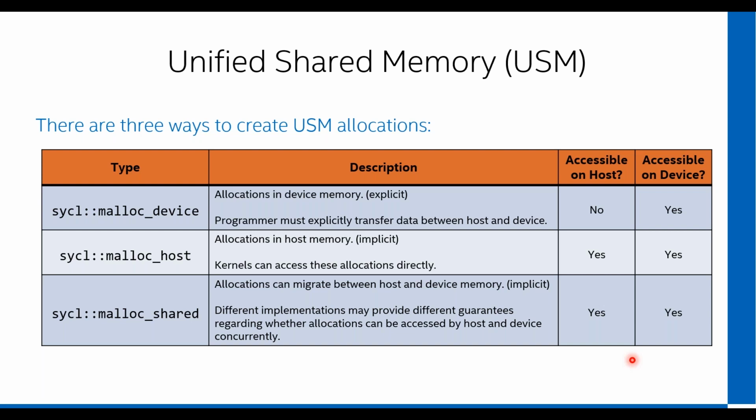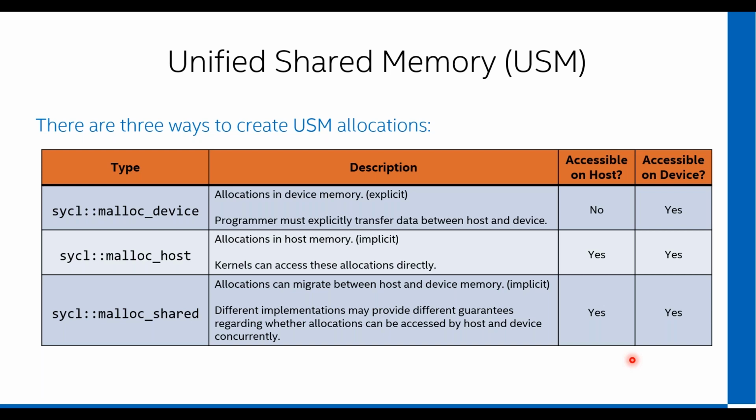So there are three ways of writing USM code, mainly depending on the memory allocation. First is malloc device. In malloc device, we need to allocate memory in the host, and we need to allocate memory in the device using malloc device. And then the transfer is explicit, right? We need to use memcopy to copy the memory to and fro between the host and the device.